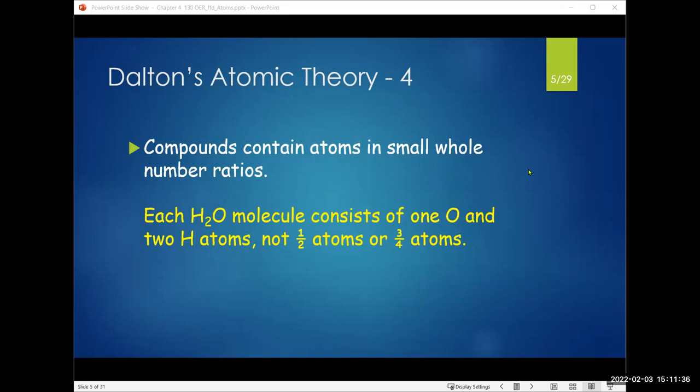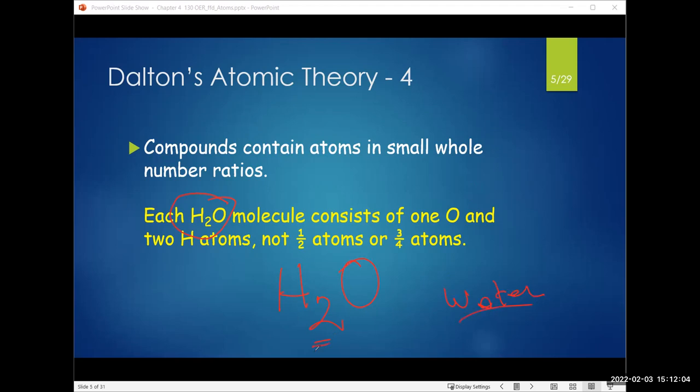Another aspect about Dalton's atomic theory is that compounds come together in small whole numbers. Okay. So we don't deal with, you know, a quarter or a half an atom. It is a whole atom. And they come together in a specific ratio. If we look at the formula, H2O, which we're all familiar with, hopefully it's water, okay? That is the formula for water.